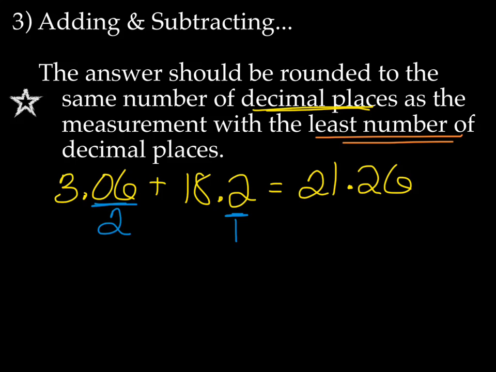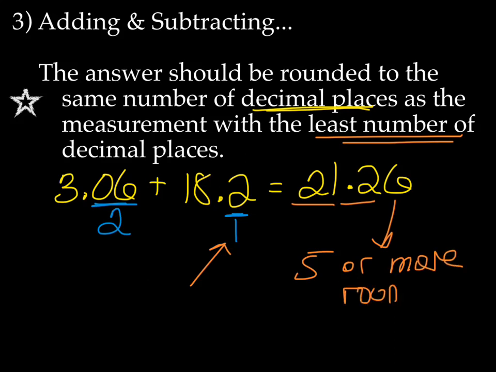So how many digits after the decimal should our answer have? Well, it should be the same as the number with the least number of decimal places, which is 1. Okay. So we're going to be keeping the 21 and 1 digit after the decimal, which is the 2. So we're going to be dropping the 6. So when you're dropping a 6, for rounding, what do we do? It's 5 or more, right? Which means we need to round up. So our final answer is going to be 21.3.